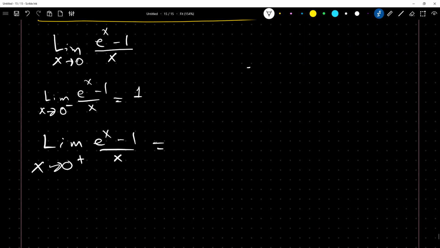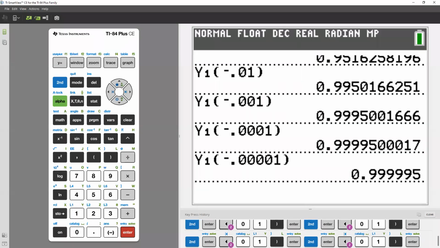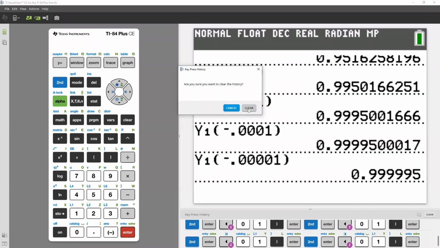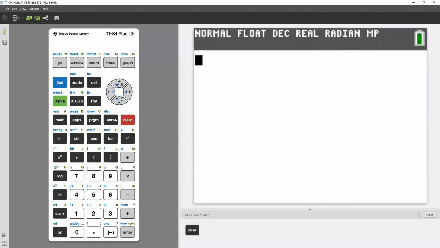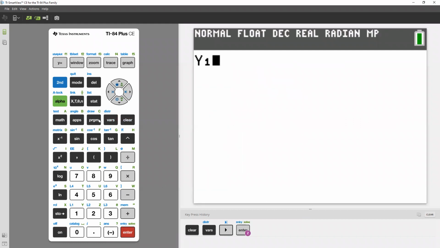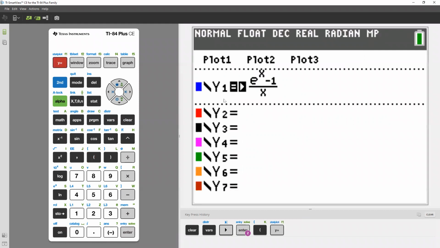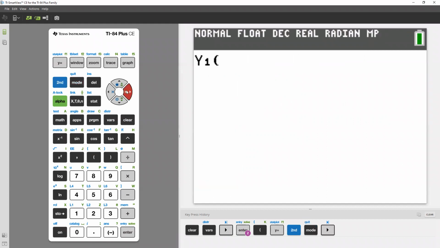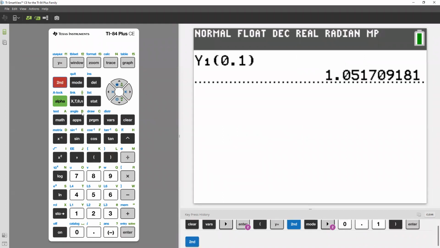All right, so let's go back over here to the calculator. Okay, so now let me just clear the screen, and we'll start over on the right-hand side. I'm going to do the same thing as before, except this time I'm not going to use the negative sign. I just want to remind you, this y1 is where I stored my function. So I'm going to put 0.1 here. Click enter. Okay, there's our first value.